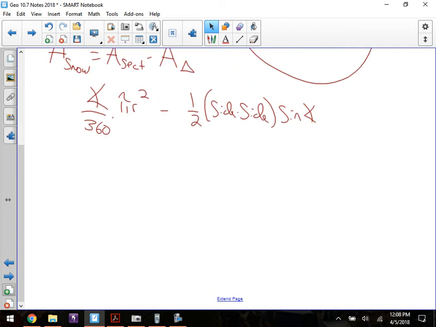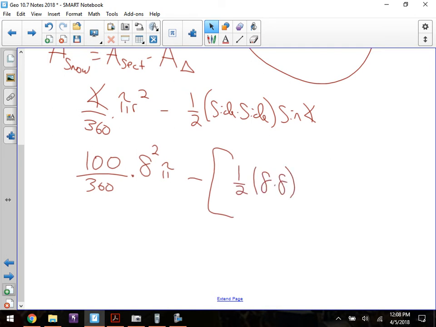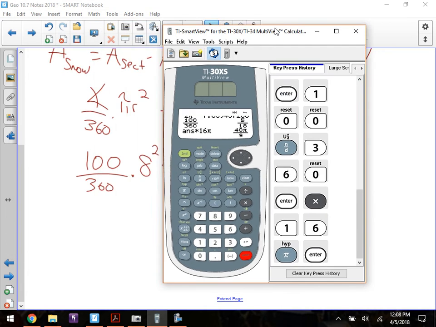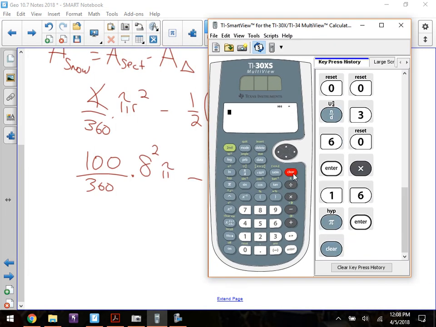So we have 100 over 360 times 8 squared and a pi. And just like yesterday, remember how we used the answer button a bunch of times? We did the same thing. Let me show you what happens. It doesn't matter which calculator you have. This idea of working them separately is real clean.